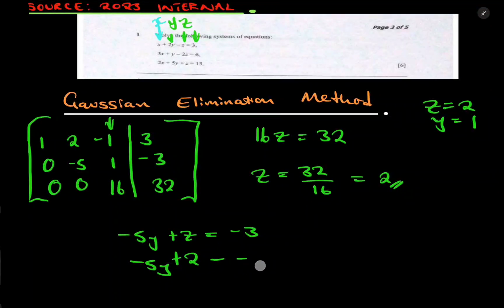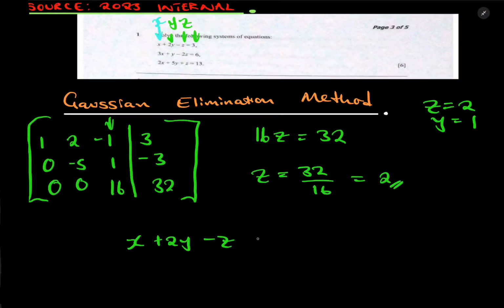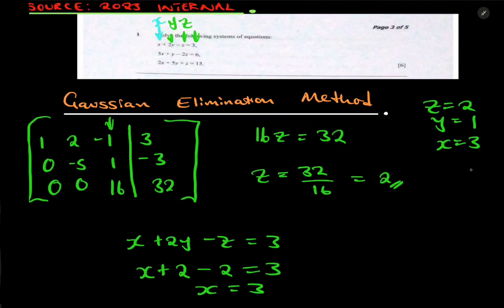To calculate your x, it's very simple. You just need to get the top row, which is x plus 2y minus z is equal to 3. We know that z it's a 1, and 1 times 2 it's a 2. We know that y is a 2, and x is what we are interested in. This part will give us a 0, so x is equal to 3. So x will be equal to 3. So that's how you handle a question of this kind.